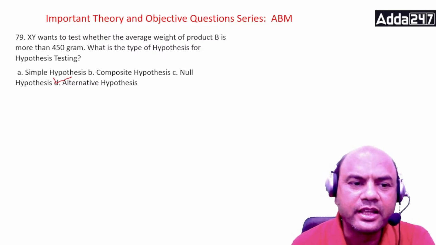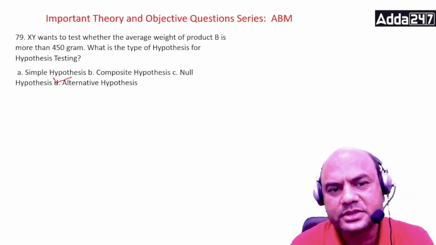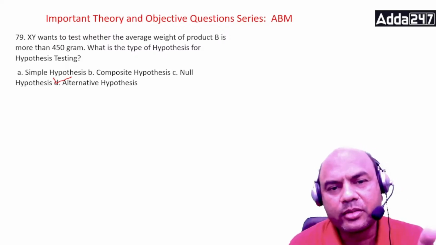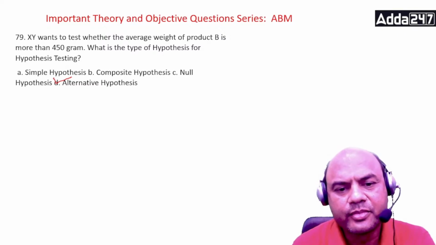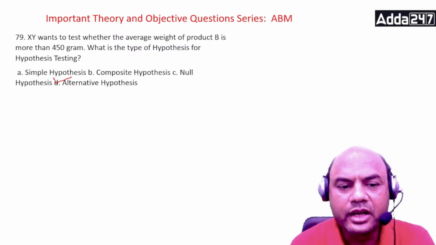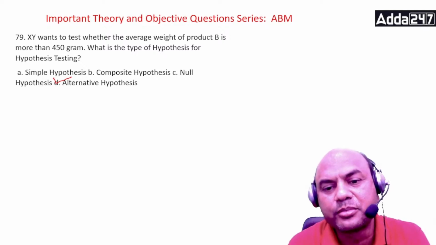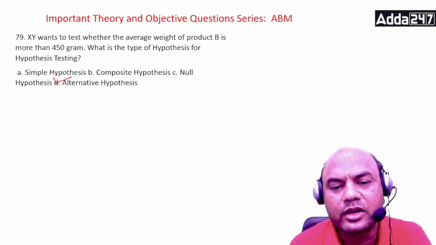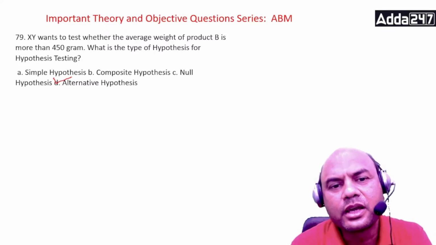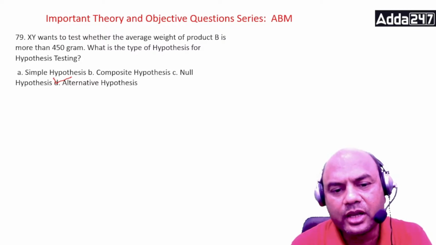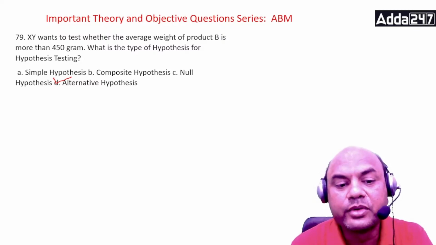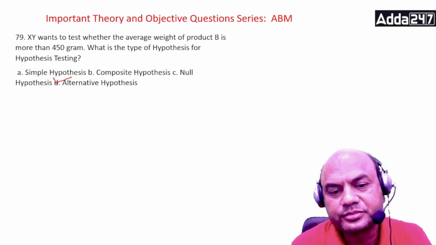The answer is D. Okay, alternative hypothesis. Now remember, there are two hypotheses. One is null and second is alternative. Null means what? It contains the symbol of equal to, less than or equal to, greater than or equal to. So this is null hypothesis generally. And what is alternative hypothesis? Which does not contain equality.